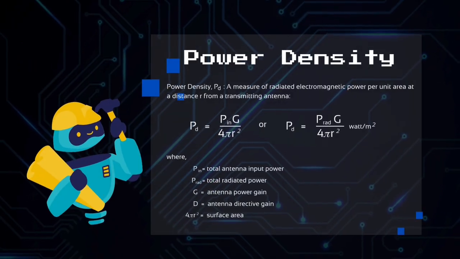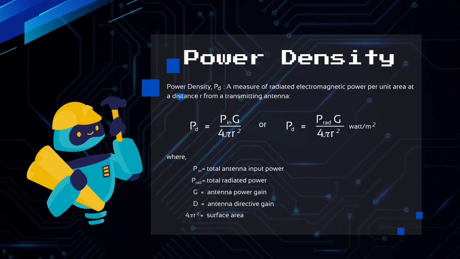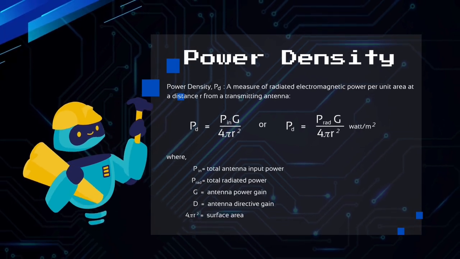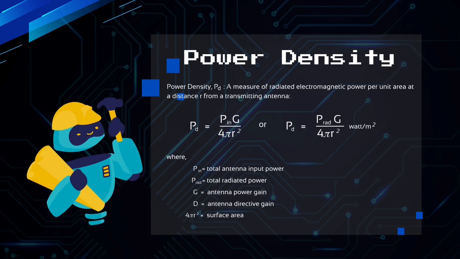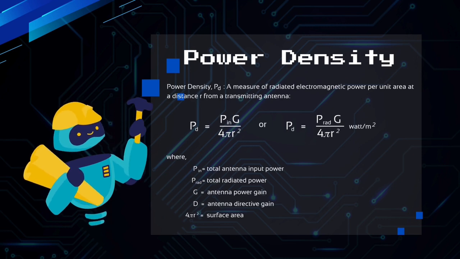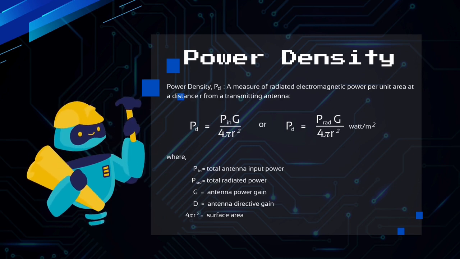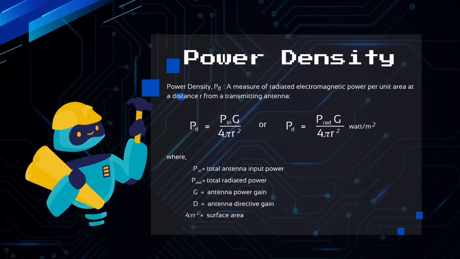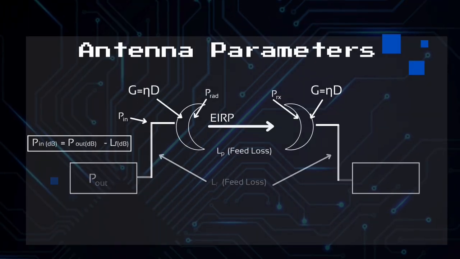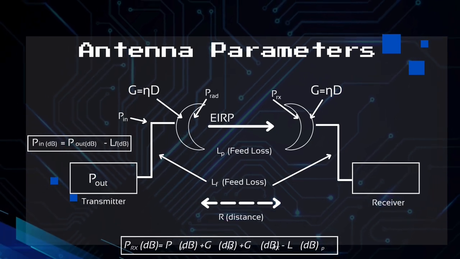Power density. Power density is a measure of radiated electromagnetic power per unit area at a distance r from a transmitting antenna, where it equals P in multiplied by G over 4 pi r squared, or P rad multiplied by G over 4 pi r squared. These are the antenna parameters.